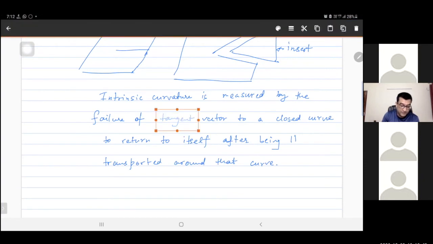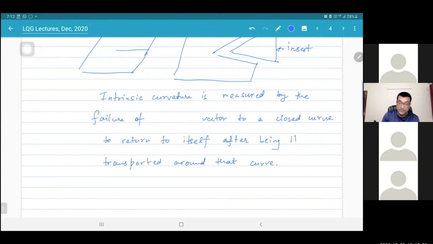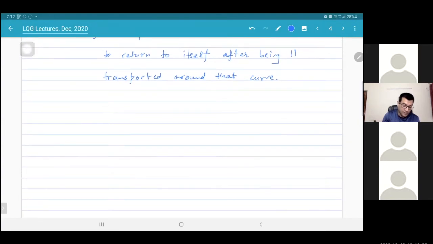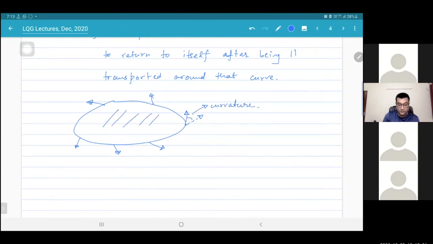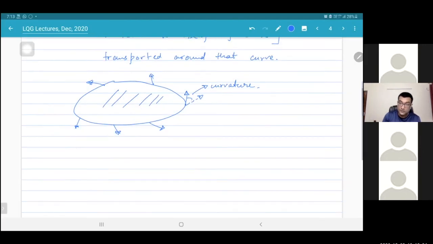So it doesn't have to be a tangent vector, it can be any vector which is attached to a closed curve. So you have some curve, you take a vector, okay, and now you parallel transport this vector, right? And when you parallel transport this vector, in general, if you are in a space-time, in a space with curvature, that vector will undergo some changes. And when it comes back, it will be rotated with respect to itself. So this tells you that there is curvature in this region which is enclosed by the loop. So this is an intrinsic curvature.